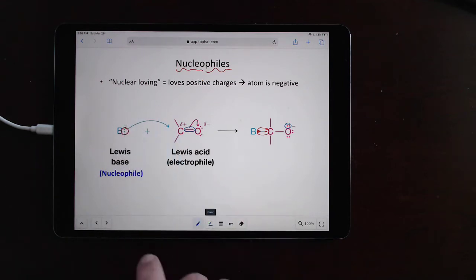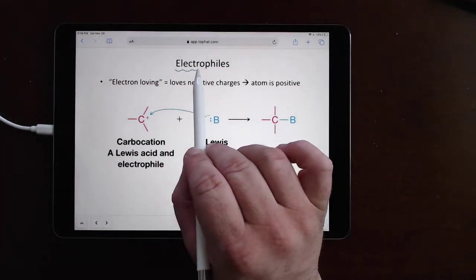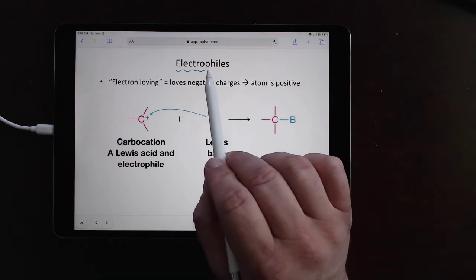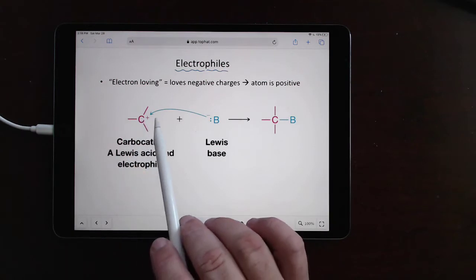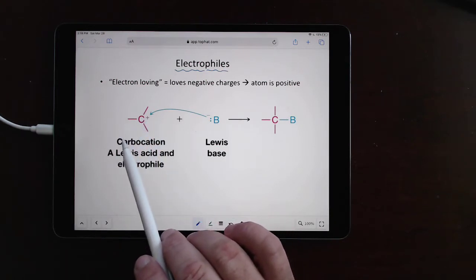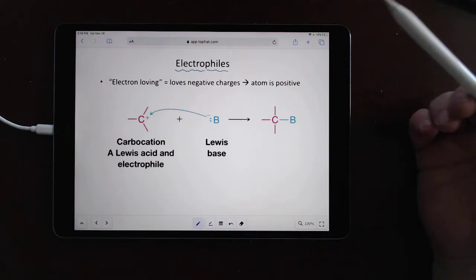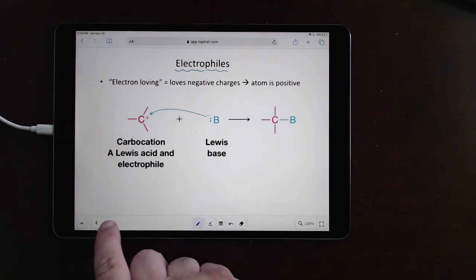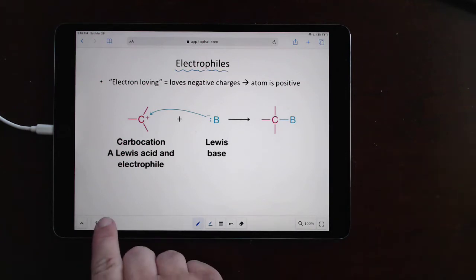Just the opposite are what are called electrophiles. So electro, being the same root as electron, for negative loving. If you are loving electrons, that means you are seeking them, so that means you have to be positively charged. A carbocation is a classic electrophile. It's seeking out negative charge. So we'll be using this nucleophile and electrophile quite a bit. Nucleophiles attack electrophiles.